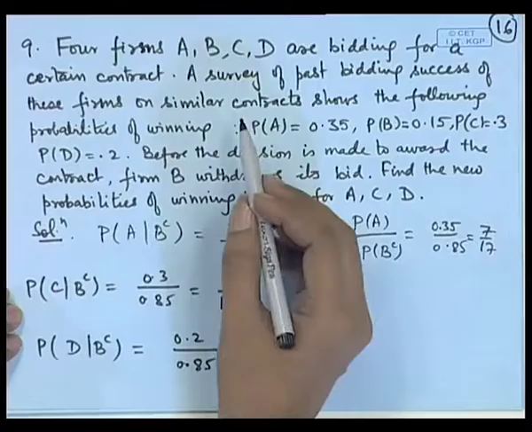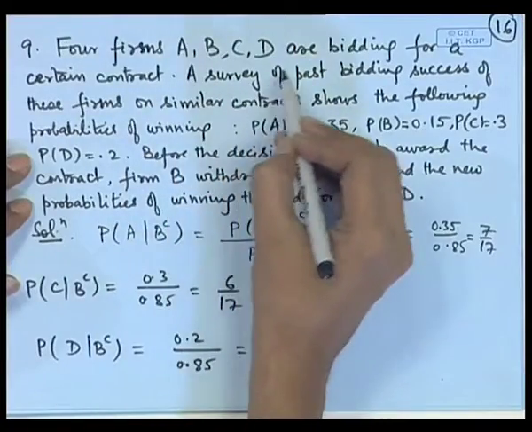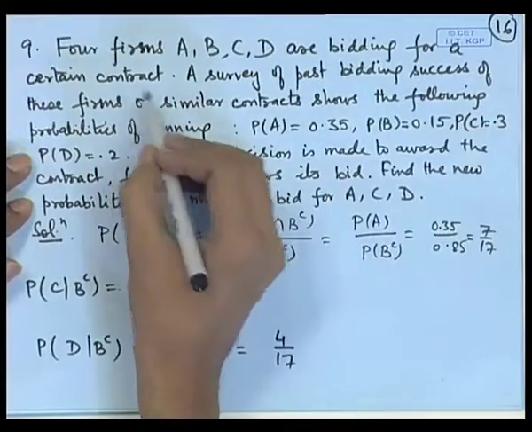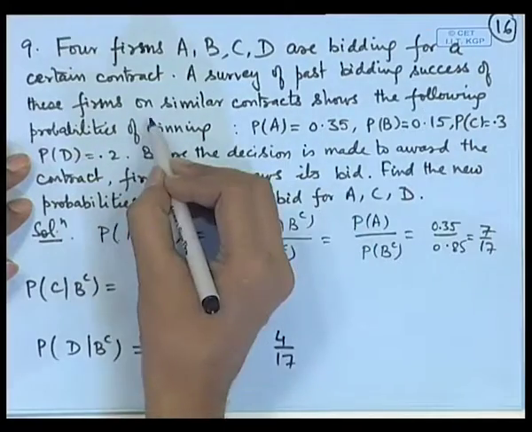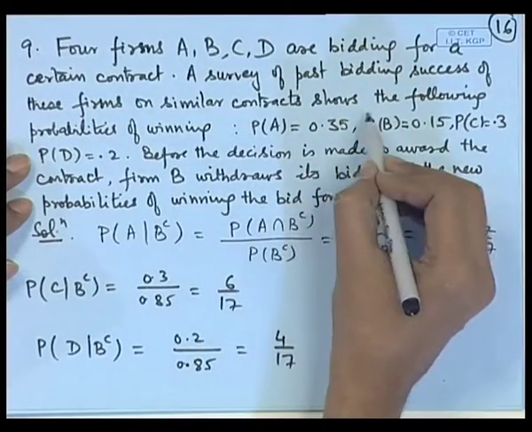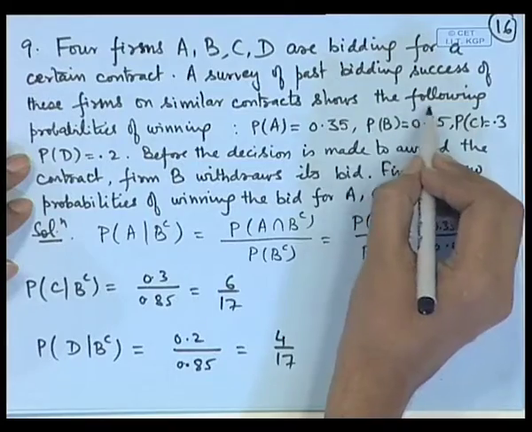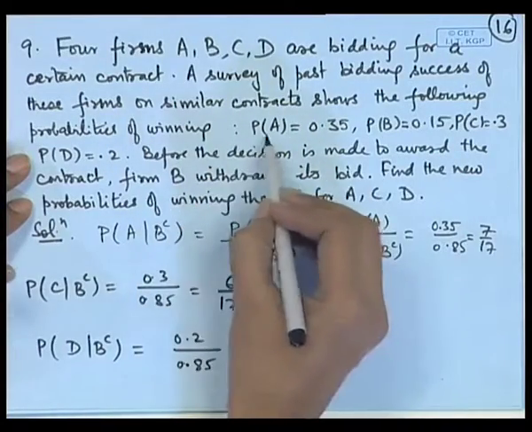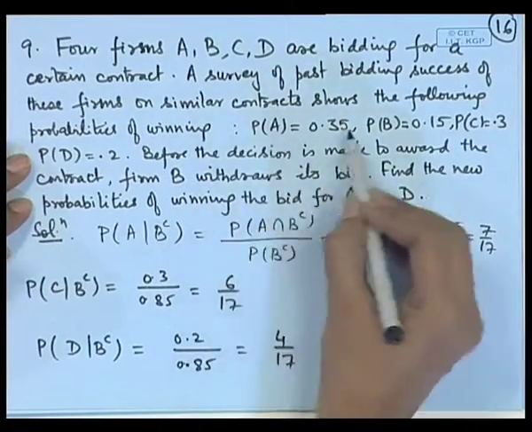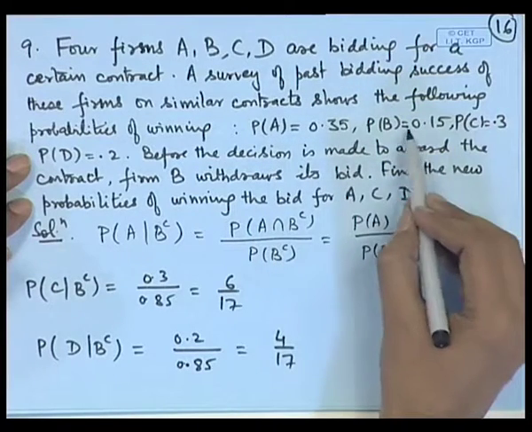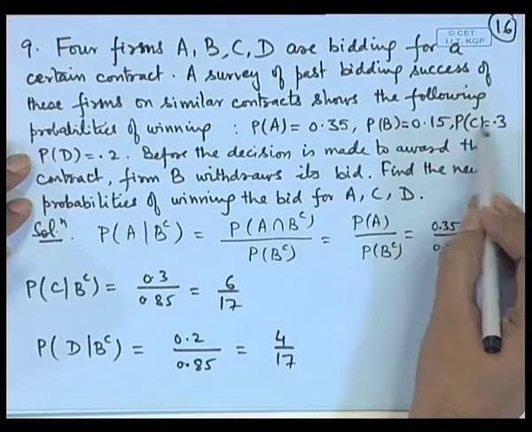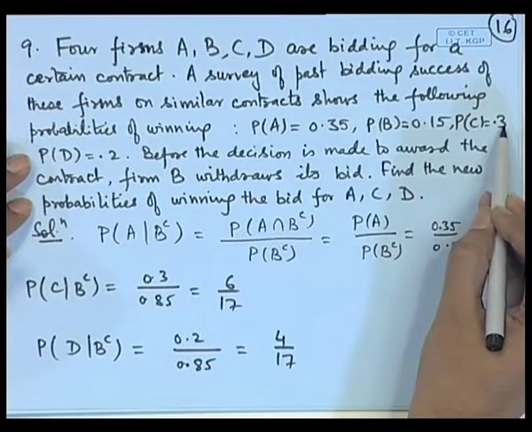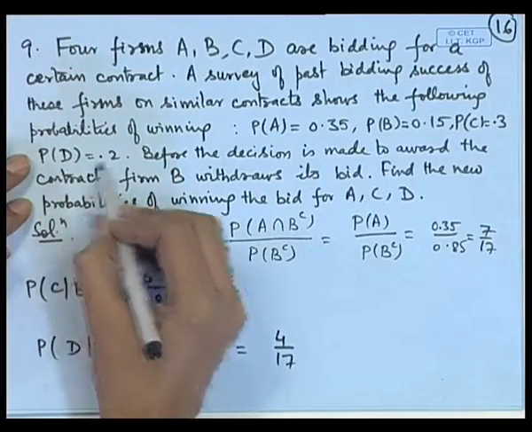Let us look at some more applications of the conditional probabilities. 4 firms A, B, C and D are bidding for a certain contract. A survey of the past bidding success of these firms on similar contracts shows the following probabilities of winning the contract: A will win the contract with probability 0.35, B will win the contract with probability 0.15, C will win the contract with probability 0.3, and D will win the contract with 0.2.